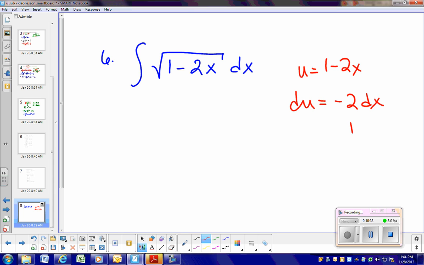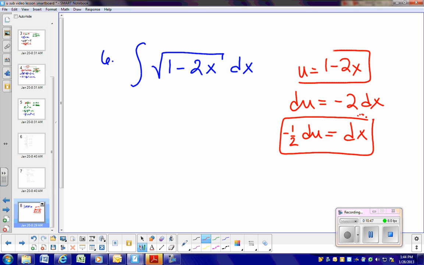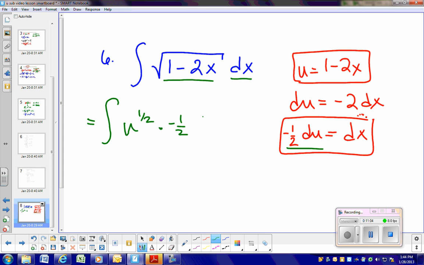You could also solve for dx. This is equivalent. All I did was I divided both sides by negative 2 over here. And so with this and this, you can just replace stuff. So go back to the problem now. Say, well, this is the same as the integral. This part is u, so that's u to the 1/2. And dx is the same as this, negative 1/2 du. And then pull out the negative 1/2.